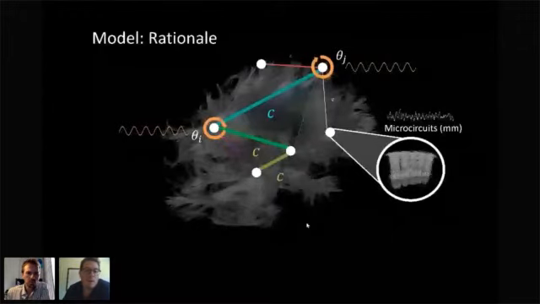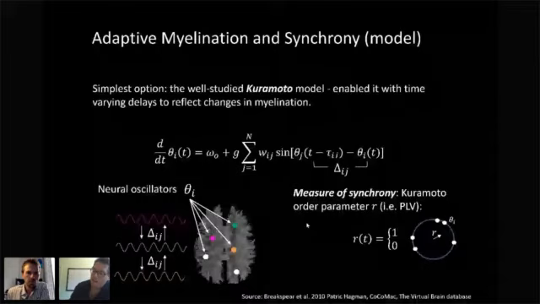Okay, so this is what we are exploring with the simplest possible model, which is the Kuramoto model of coupled oscillators. But we enable that model with time-varying delays to take into account this adaptive myelination process. I'm going to go into the details in a minute.